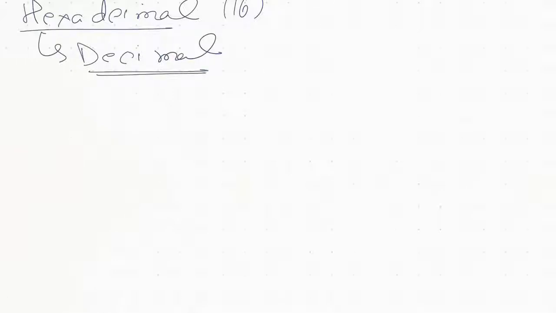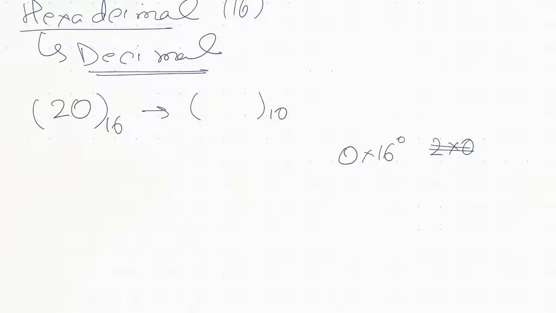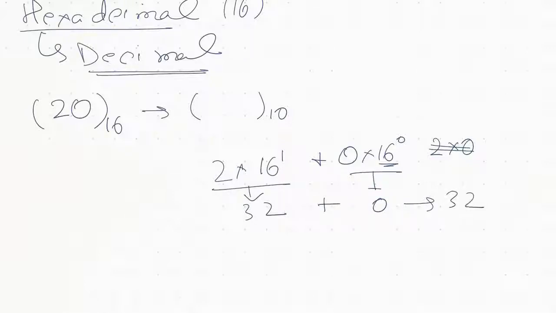The same technique will be applied again. If I'm given 20 in hexadecimal and I want to find the equivalent decimal representation, the same procedure will be applied, but this time it will be 0, and because now we are using base 16, we are going to use 16 here, and 2 times 16 to the power 1. So this will evaluate to 32, and this will evaluate to 0. If we add them together, we get 32 in base 10.